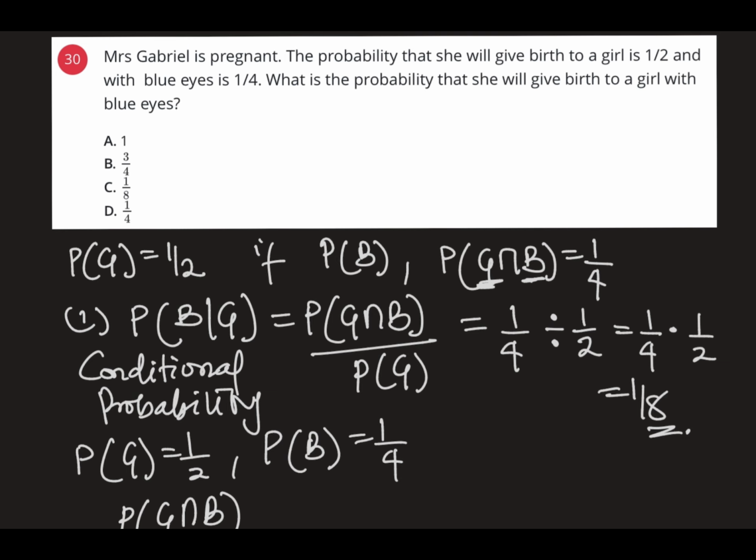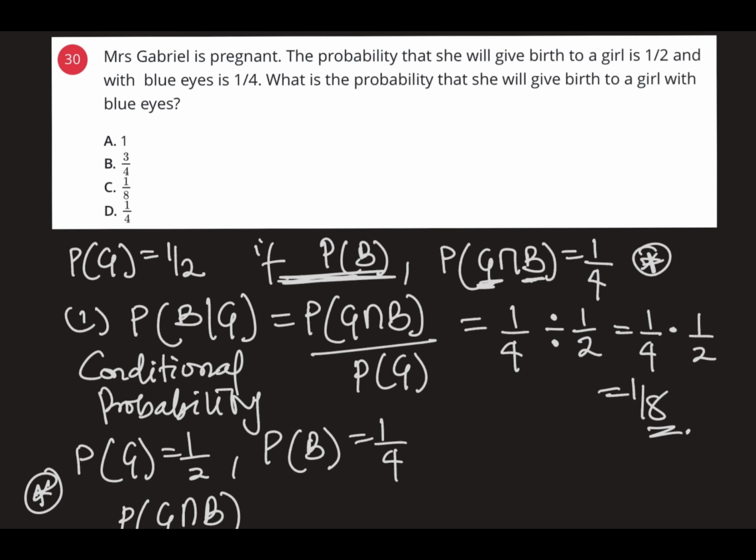Don't get me wrong, okay? So we will interpret this question in another way. So the examiner needs to make sure the questions are actually right. Let me come back. The first interpretation is that the probability that she will give birth to a girl is 1/2. Now, the question says, and with blue eyes, that is, the probability she will give birth to a girl and with blue eyes is 1/4, if that is the interpretation.